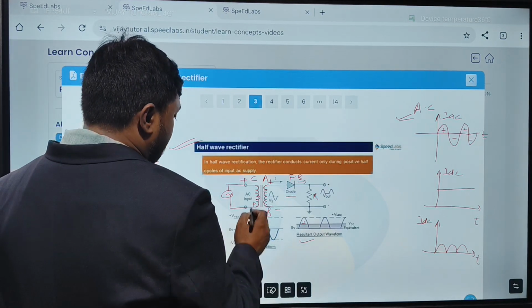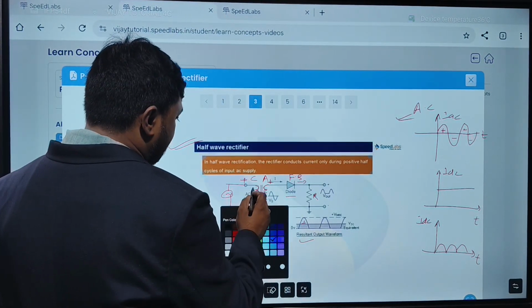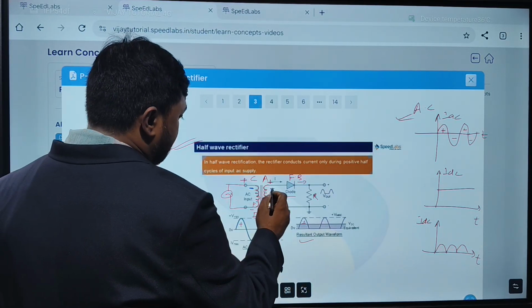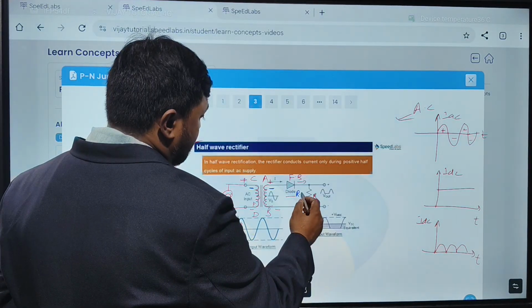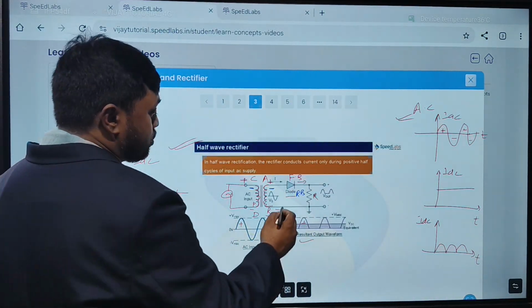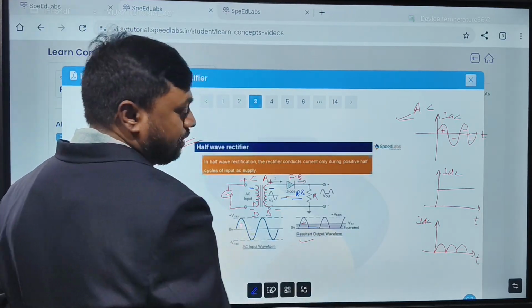Right now, during the negative half cycle, what happens? Here negative is induced. When P is connected to the negative, it is reverse bias. In case of reverse bias, it will act as an open switch. Now the diode will not conduct, so we will not get the output during the negative half cycle.